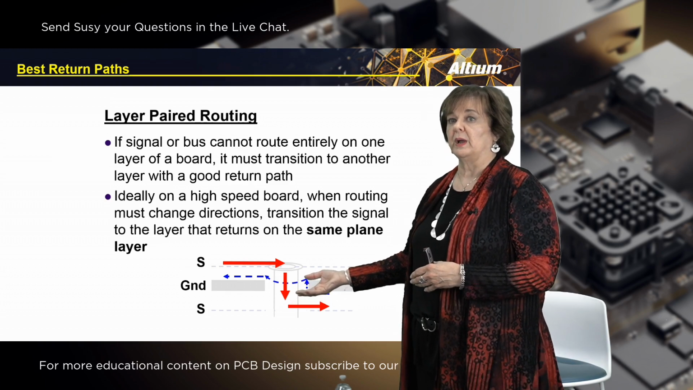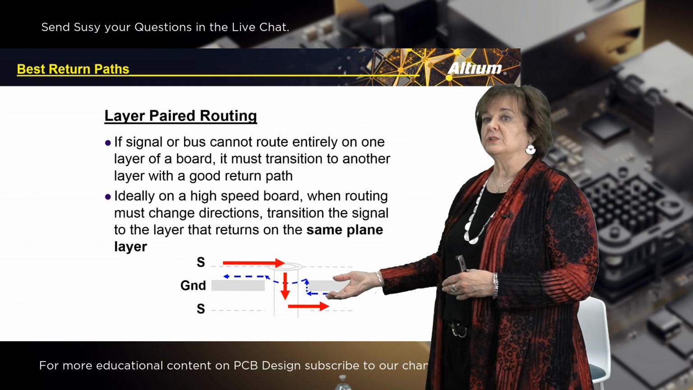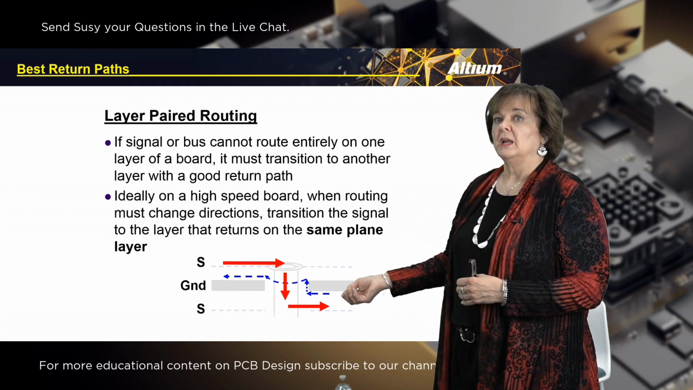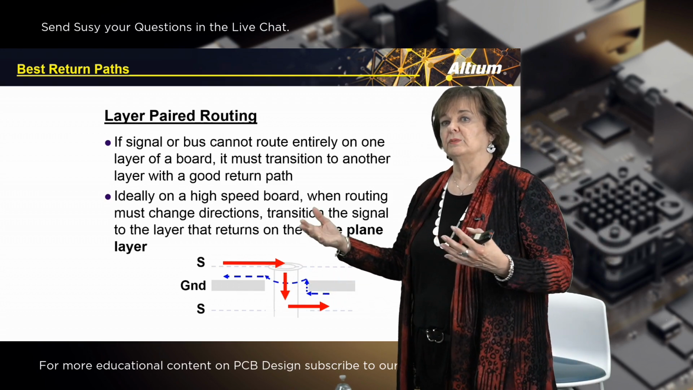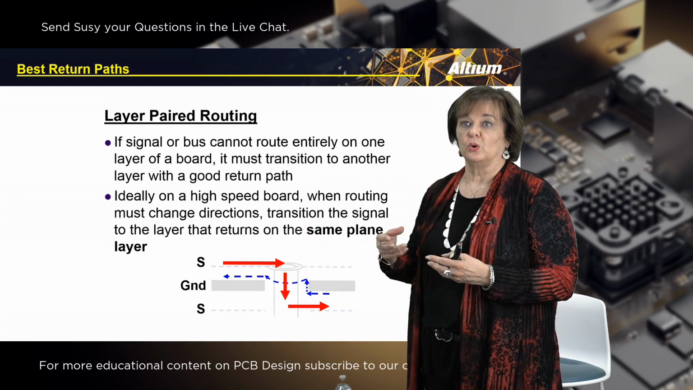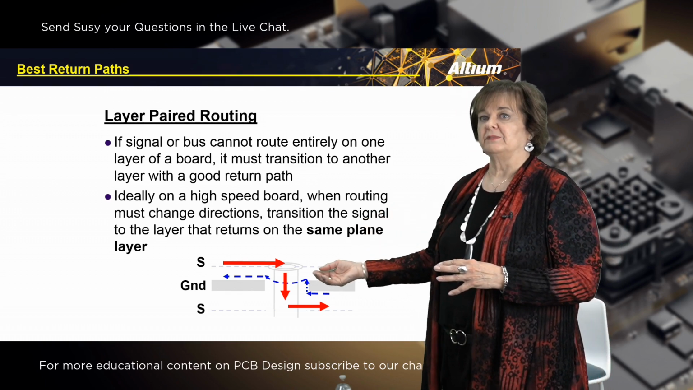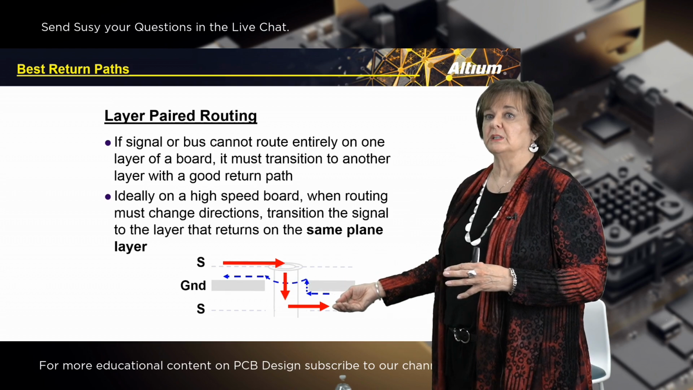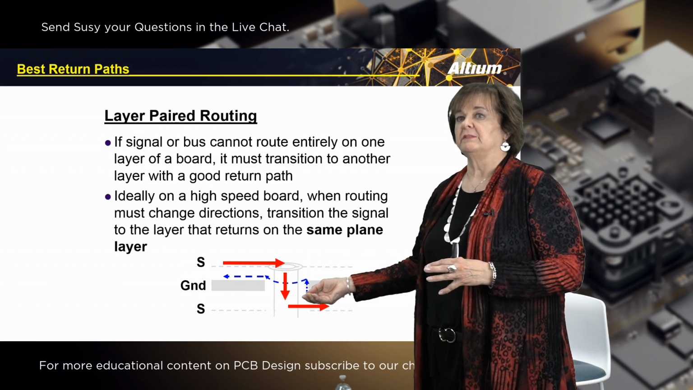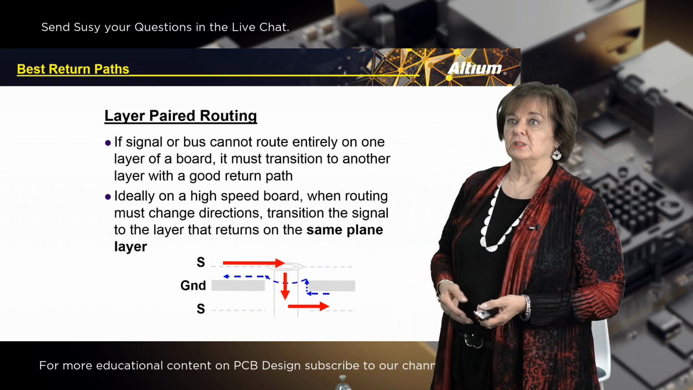If it's returning on ground up here, then we would want it to return on the other side of that ground plane down here. And in doing that, we're keeping the energy very, very tightly contained and controlled, and it's all on the same layer, and the energy can easily flow. The return current is the blue, and it can easily flow back to the source following the signal as it goes throughout its routing path.